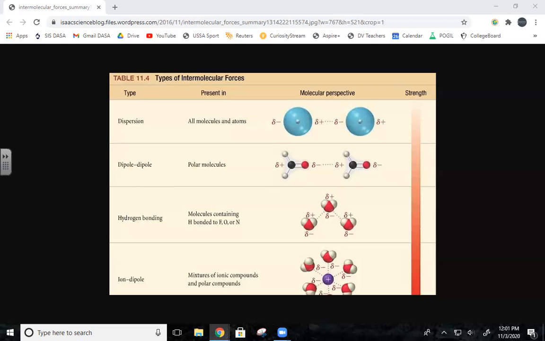All right. Now, let's look at hydrogen bonding. Molecules containing H bonded to F, O, or N exhibit hydrogen bonding. Why would this be the case? Who can tell me?